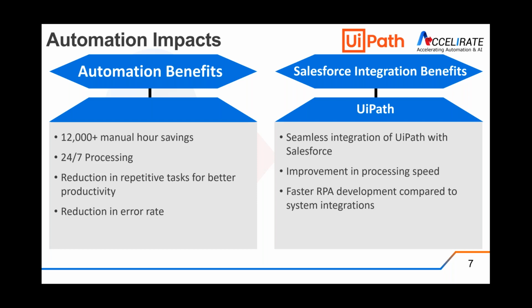When we started this use case, we had no API access. We had to do it through the UI, where the bot took around 3 minutes to process one document. And then we implemented the UiPath Salesforce activities. The speed of the bot has come down to around 40 to 80 seconds. The gains realized by this automation are that we are able to save 12,000 plus manual hours, and we brought the processing to 24/7 instead of being limited to business hours, with a reduction in repetitive tasks for better productivity of the workforce and a reduction in the error rate. Thank you, Peter. I'll hand off to Harsh.